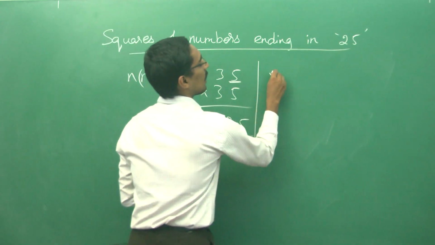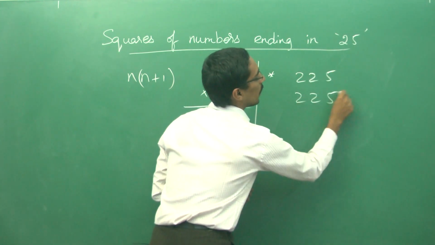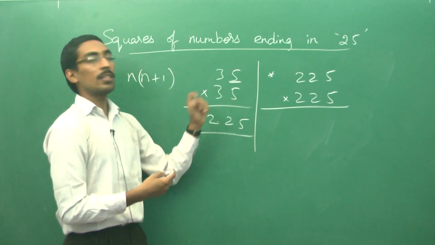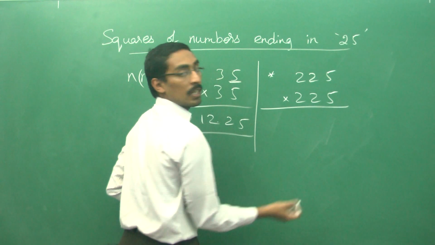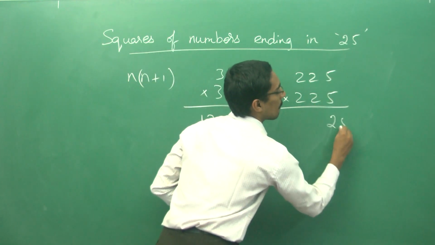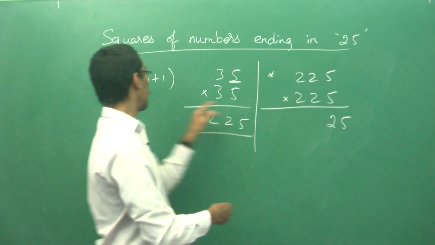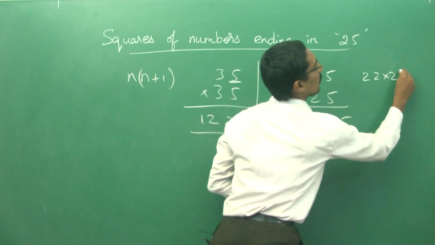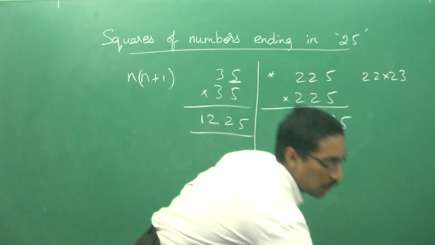So we will take the example 225 into 225. Now if we apply only the shortcut of 5, what must we do? We will do 5 into 5, 25. Other than this 5, the left out portion is 22. So if you apply n into n plus 1, we have to do 22 into 23, which is tough, right? So instead of that, what we can follow is a technique like this.